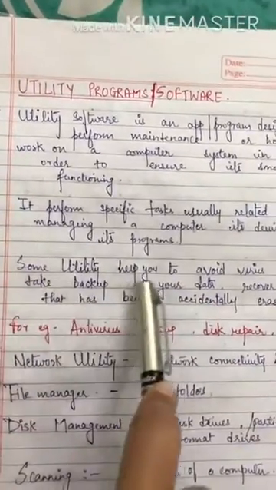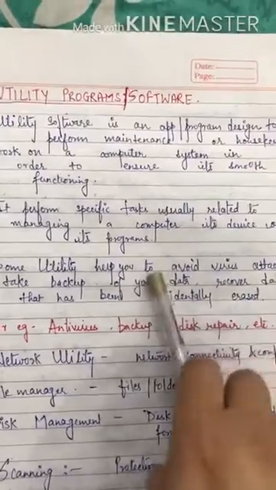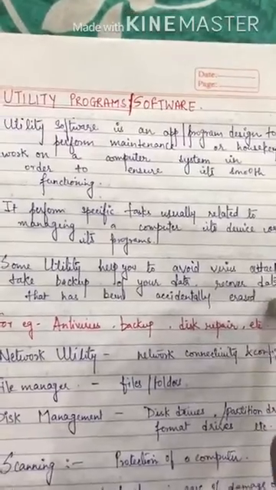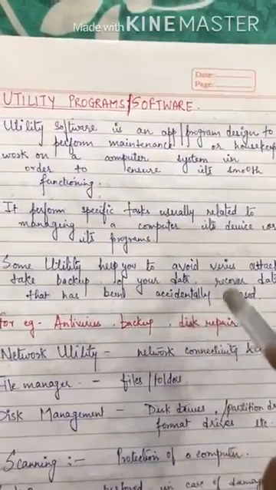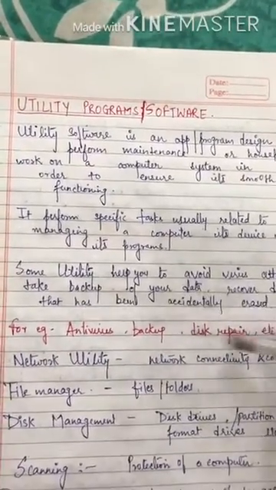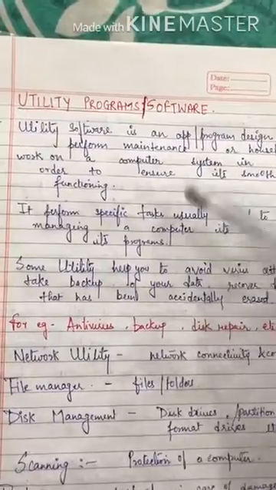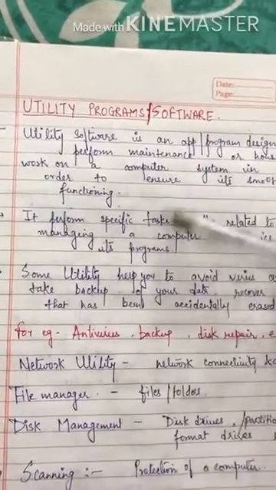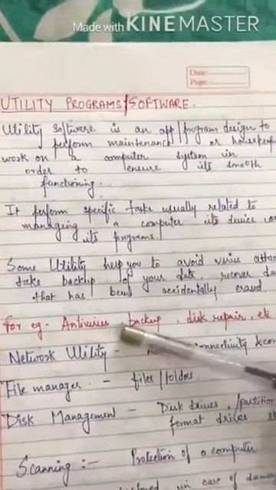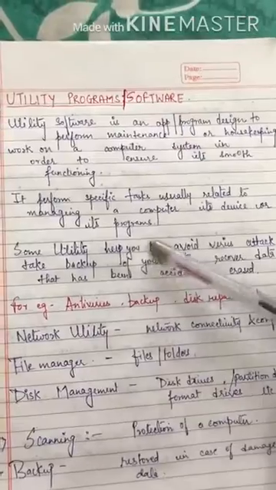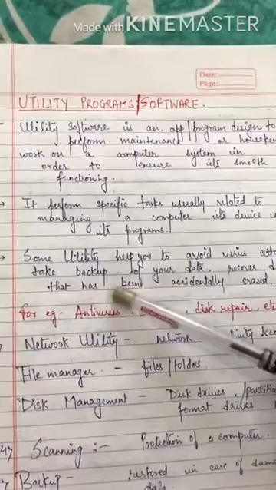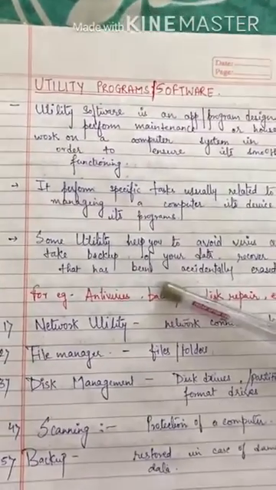Some utilities help you to avoid virus attacks, take backup of your data, and recover data that has been accidentally erased. So antivirus, backup, and disk repair are examples of utility software. Children, you can buy various utility programs from licensed computer stores. Some utility programs are also available free of cost on the internet.